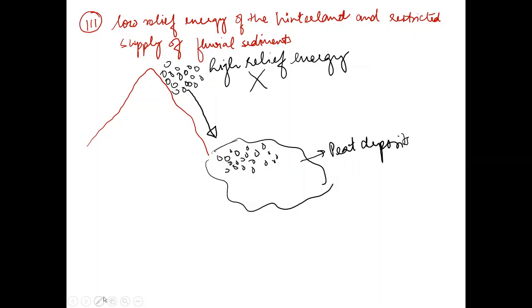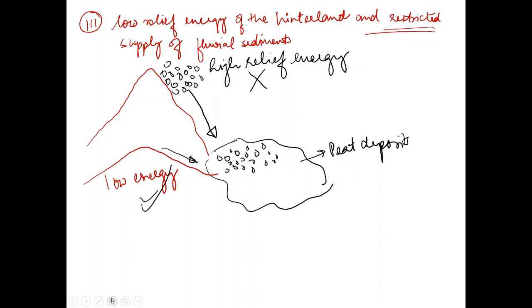If the slope is gentle and the relief energy is low like this, so here low energy and restricted supply of fluvial sediment. So if the energy is low, then the movement or transportation of the sedimentary material inside the peat will be slow and it will be better for the formation of peat deposits.